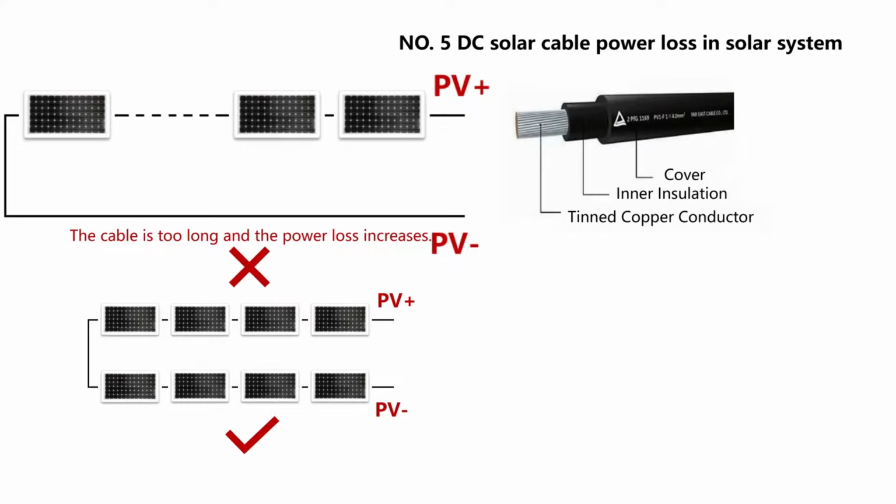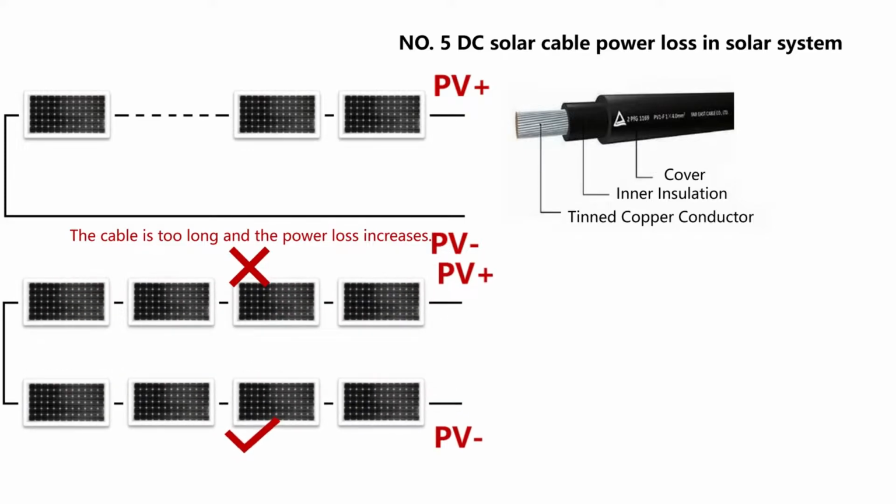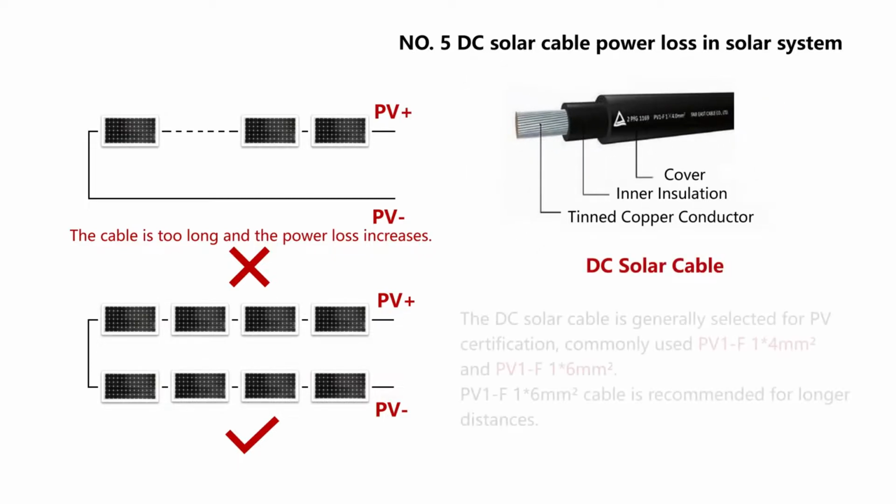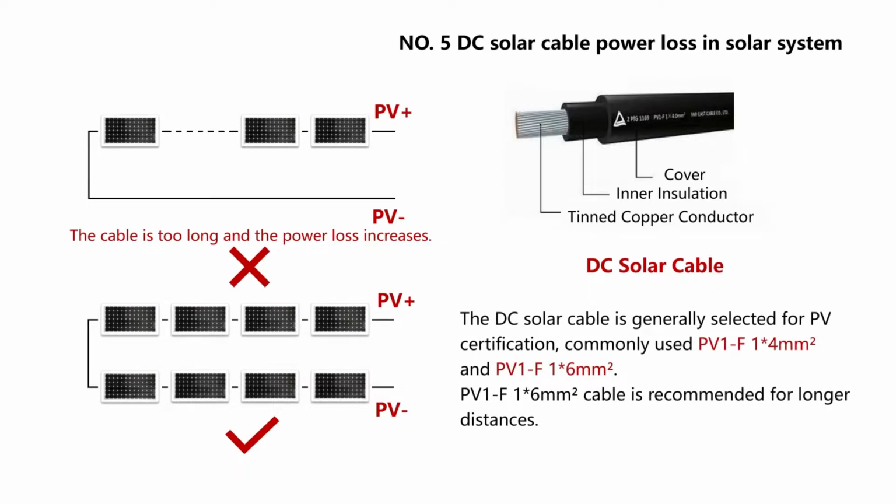During the solar system design and installation, we should use a reasonable circuit distribution, and the DC solar cable length from the PV array to the inverter should be as short and straight as possible to minimize the power loss on the cables.